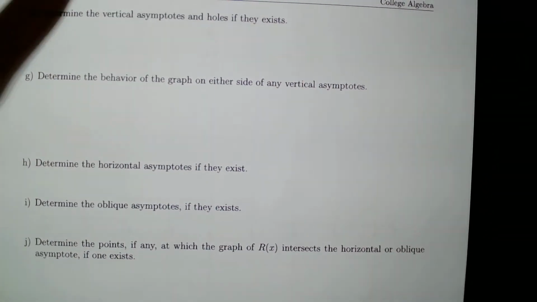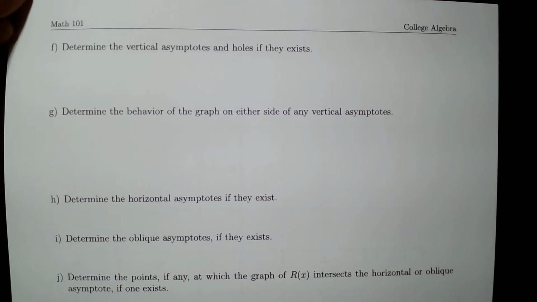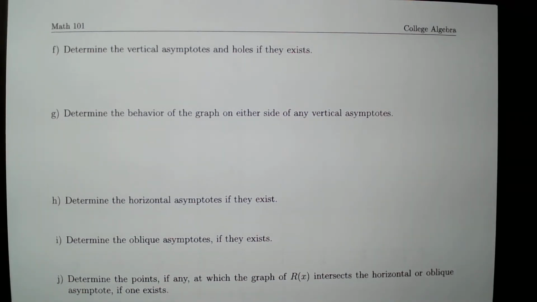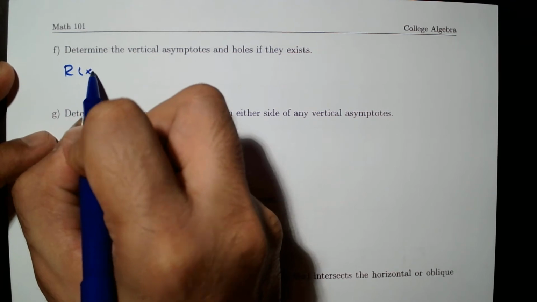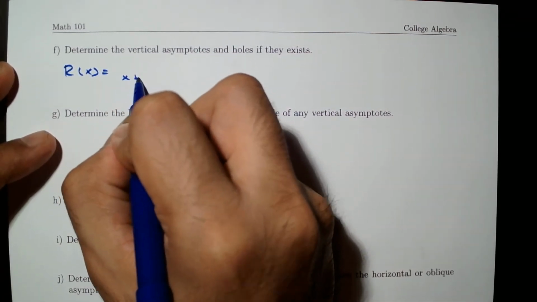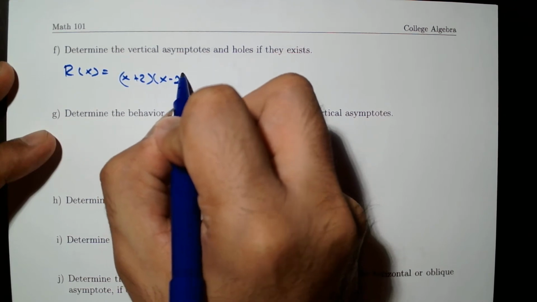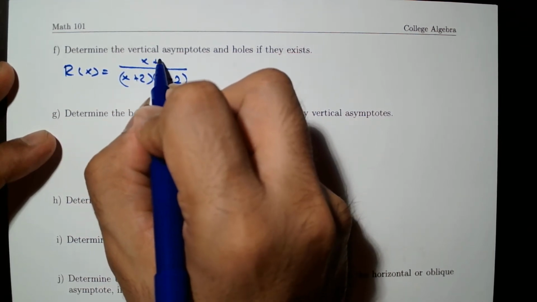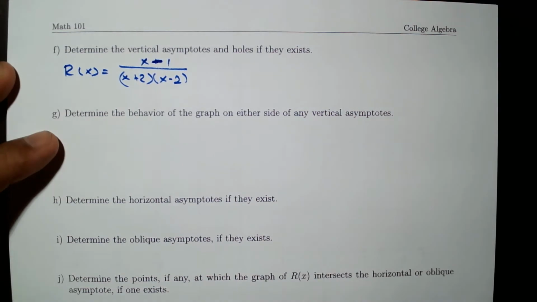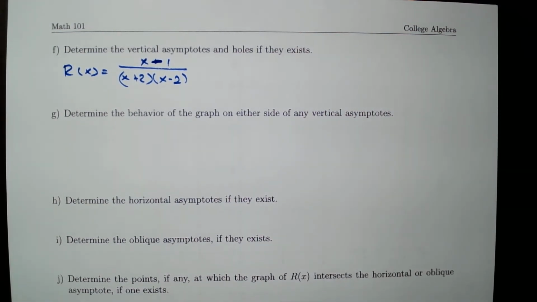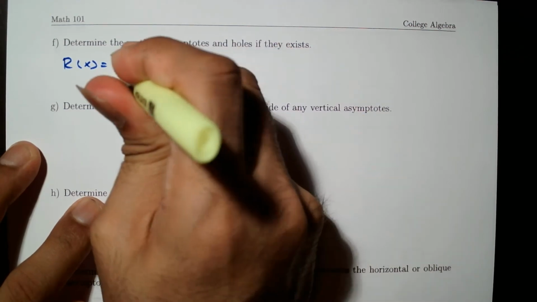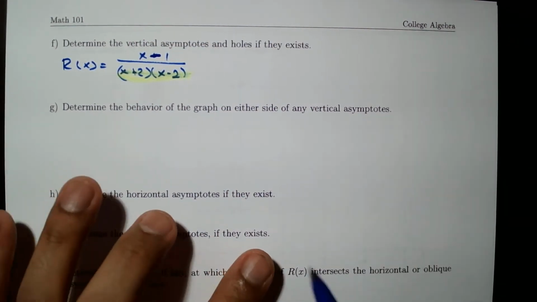So determine the vertical asymptotes and holes if they exist. Keep in mind that the vertical asymptotes are exactly the values of x for which the function is undefined, or the values of x that we exclude from the domain. Again, let me write the factored form of the function, that is x minus 1 over x plus 2 times x minus 2. Okay, so vertical asymptotes, recall that they come from the denominator.